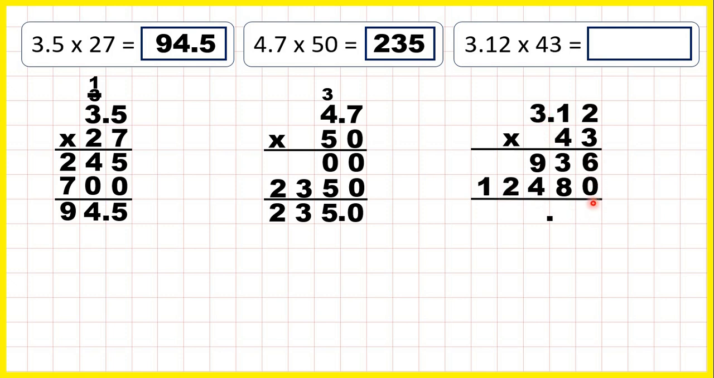Now 6 plus 0 is 6, 3 plus 8 is 11, so 1. 1 plus 9 plus 4 is 14, so 4. 1 plus 2 is 3, and nothing plus 1 is 1. So our answer is 134.16.